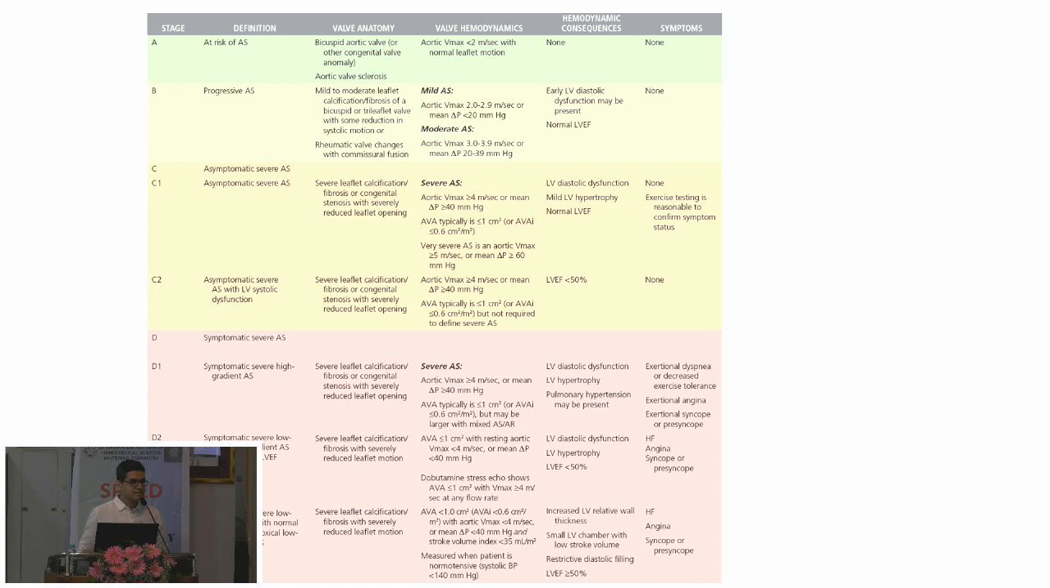Point to remember is that the LV dysfunction cutoff in AS is 50%, as compared to AR, which is 55%, and for mitral valve, which is 60%, which is an important cutoff. And for normal subjects, it is 50%.